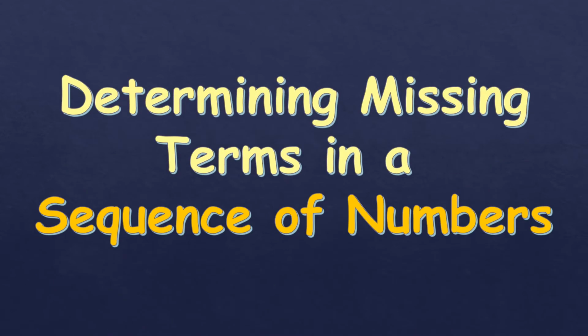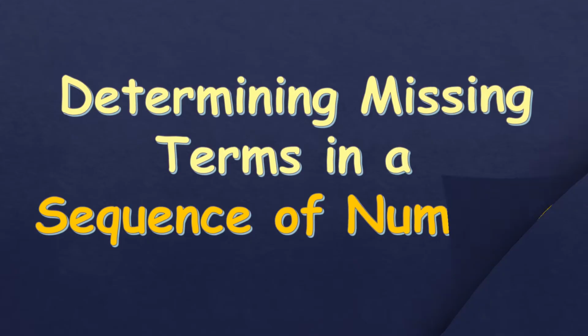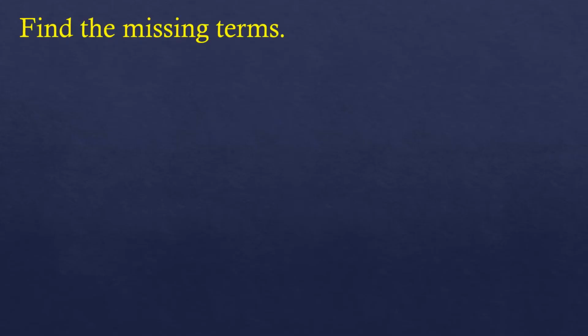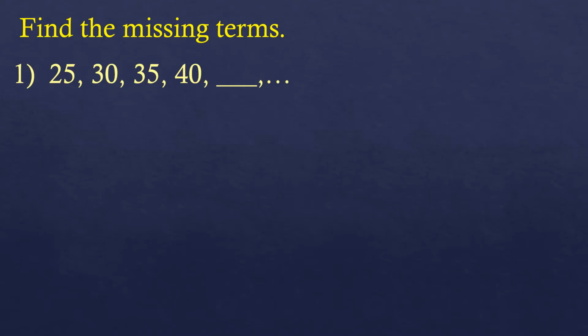So in this video, I'm going to talk about determining missing terms in a sequence of numbers. So find the missing terms. So we have this sequence, 25, 30, 35, 40, and blank. To know what's in the blank, we need to know the pattern of this sequence. So what's the pattern? As you can see, it's plus 5.